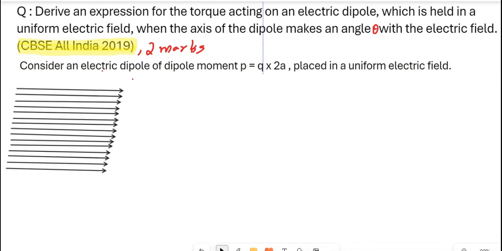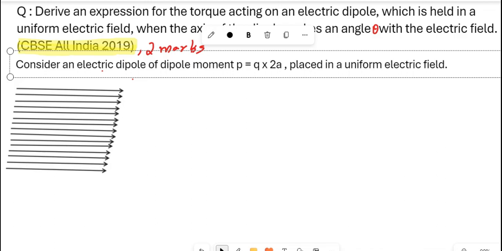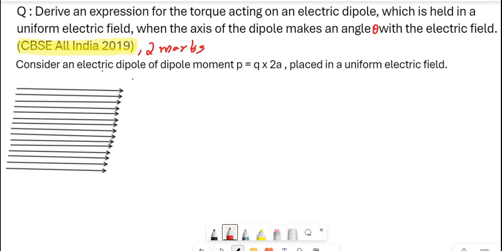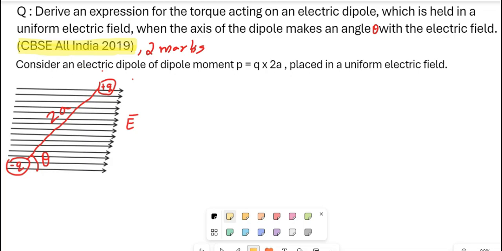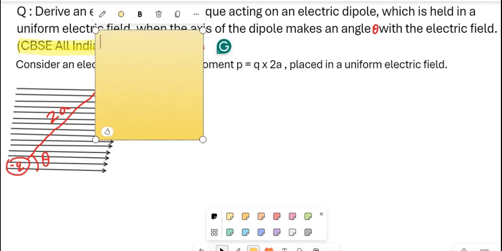We have to write one sentence like this. Consider an electric dipole of dipole moment P equal to Q2A placed in a uniform electric field. Then we can draw the uniform electric field. You studied that a uniform electric field is represented by parallel lines, correct? So there we are going to place one electric dipole. You know that an electric dipole consists of 2 identical but opposite charges. So plus Q and minus Q I placed here, and the separation between them is 2A, and the angle made with the electric field is theta.